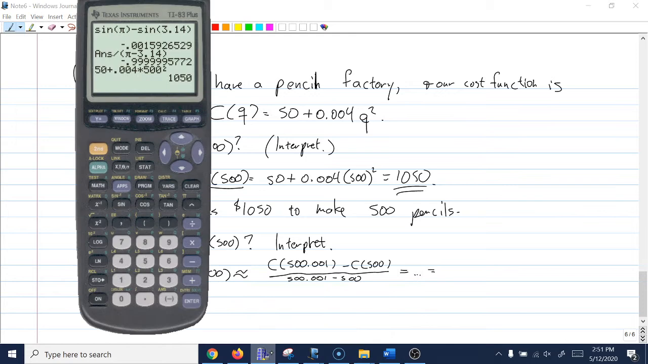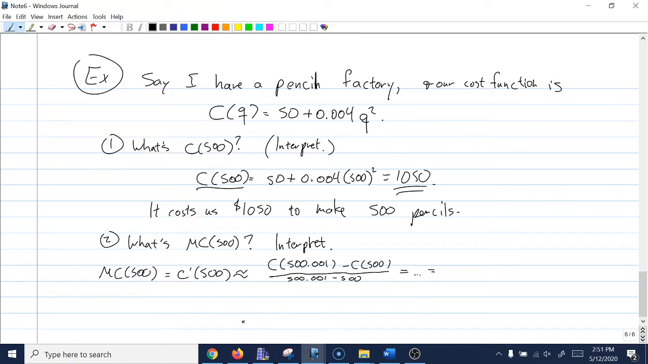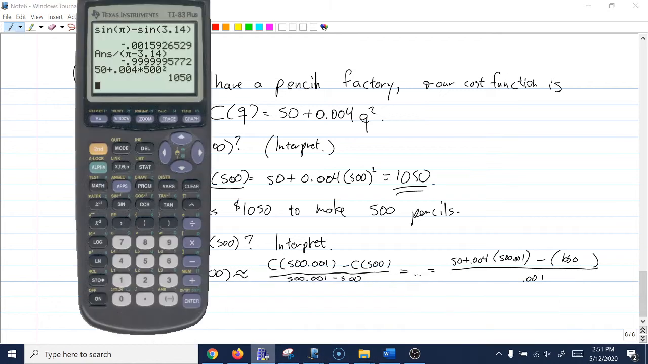Calculator. Oh, let's write out what that means. This number I already worked out was 1050. This number is going to be 50 plus 0.004 something squared, and my something is 500.001. What does that give me, dear calculator? What's 50 plus 0.004 times 500.001 squared? A number very close to 1050.